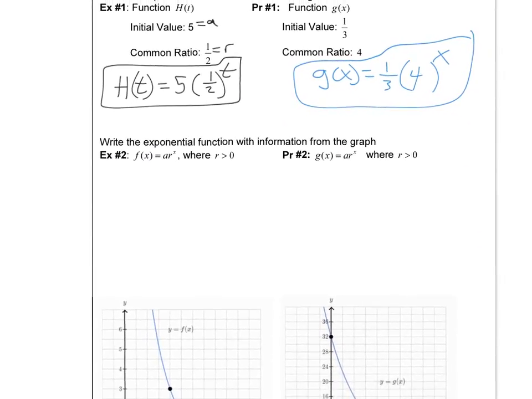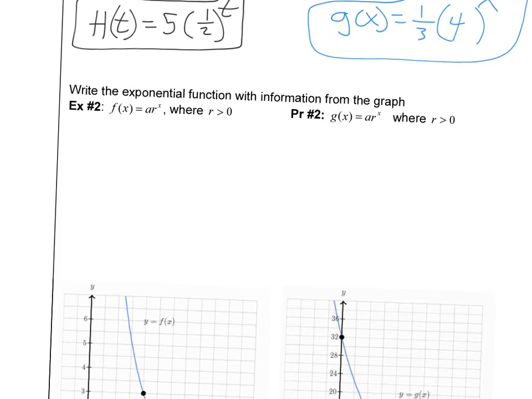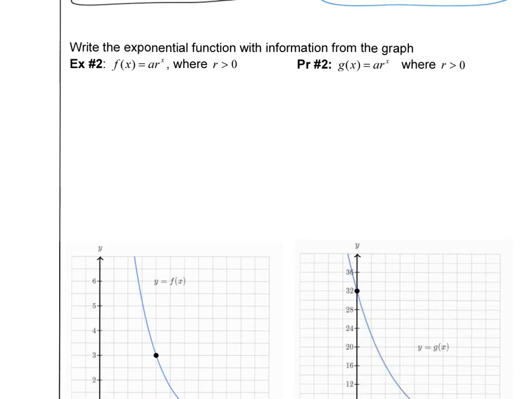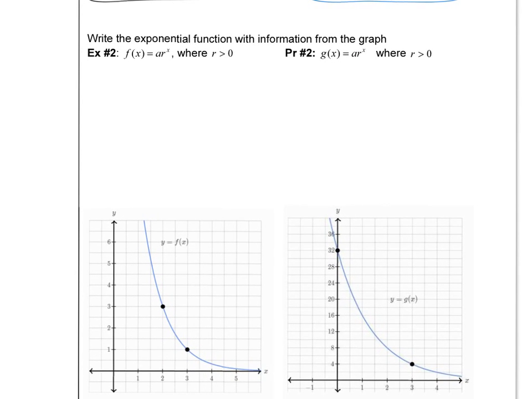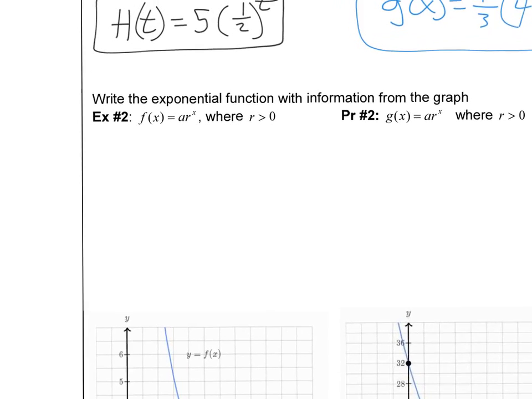Now, we're going to do the same thing here, where they give us some graphs, okay? They give us some graphs, so they don't give us the a and the r now, they just give us some graphs and they want us to interpret this. Well, they're actually giving us enough information to write the functions, because that's what they want us to do, write the exponential functions. If you notice, they give us a little bit of information.